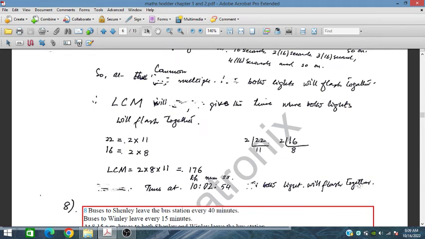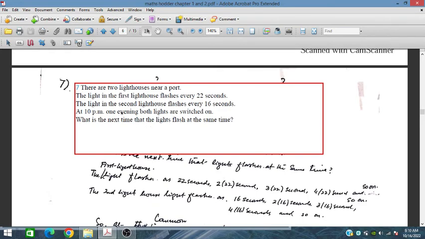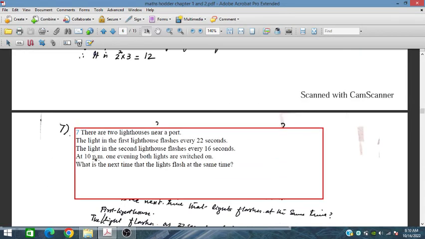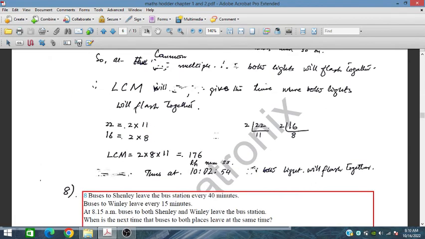So both lights will flash together at 10 hours, 2 minutes and 54 seconds, because the first flash was at 10 p.m. So it will flash after 176 seconds, which means 2 minutes and 54 seconds. At this time, both lights will flash together after 10 p.m. Okay. So this is the answer.